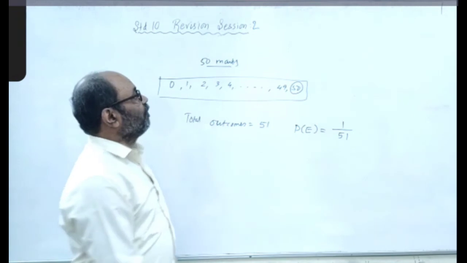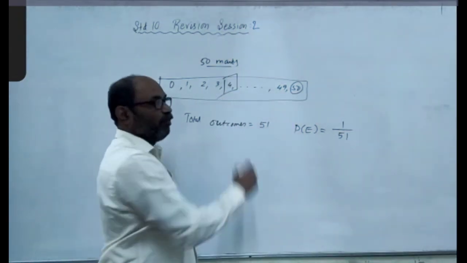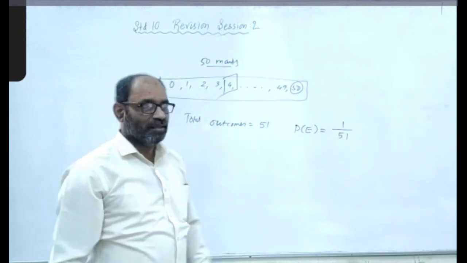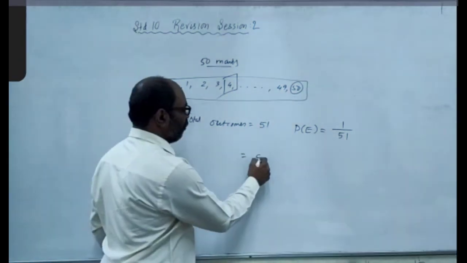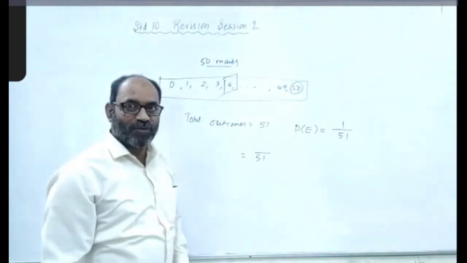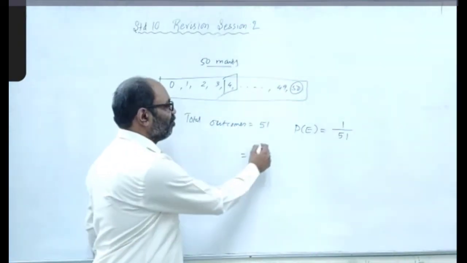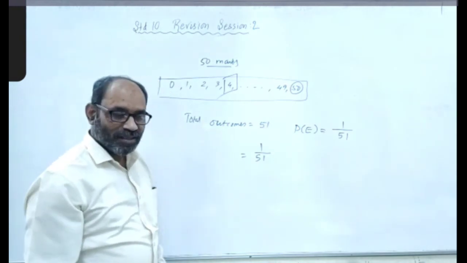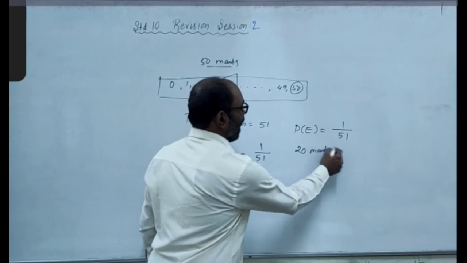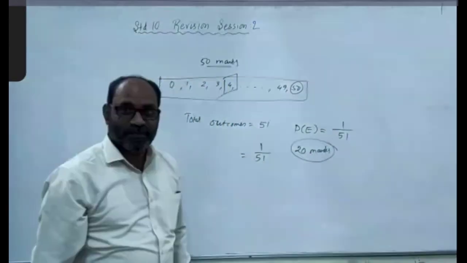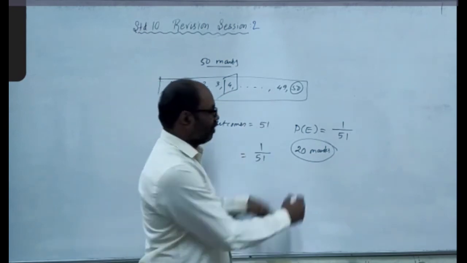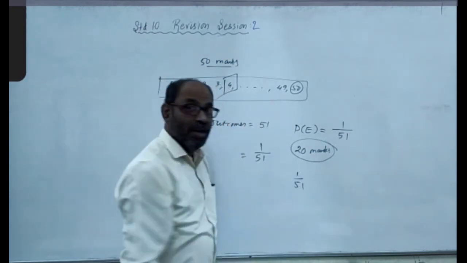Interesting. If I ask a child scores 4 marks, what is the probability that child scores 4 marks? Total outcome no doubt 51. And 4 appears how many times from the total outcome? Only 1. So 1 upon 51. Acha, 20 marks. What is the probability that child scores 20 marks? Same. 20 एक ही बार आता है. Favorable outcome will be 1 और total outcome 51.